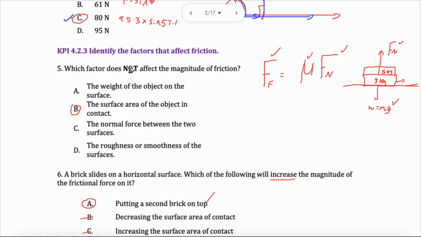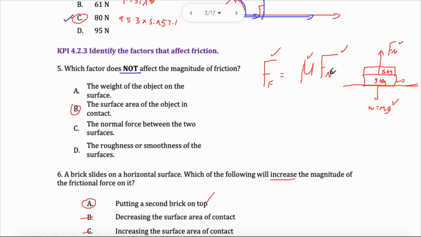Now, which factor does not affect friction? So friction is the rubbing force between two surfaces in contact with each other. So if I have something sitting on a surface, like a brick on a level surface, I will have friction if it tries to move. So there's a few factors involved. This is the formula. I call it FUF.